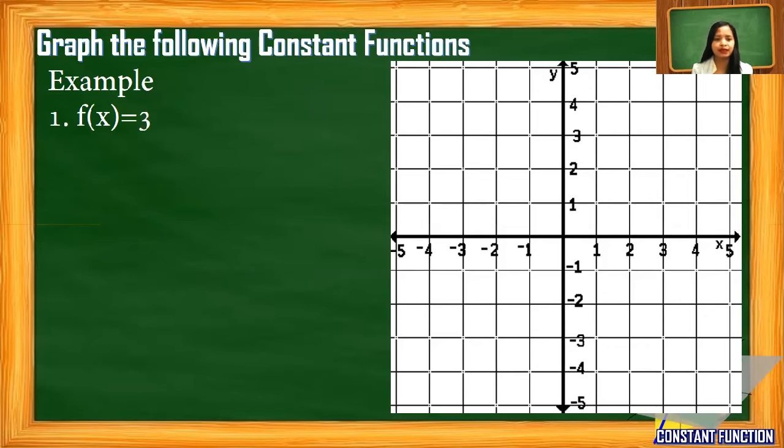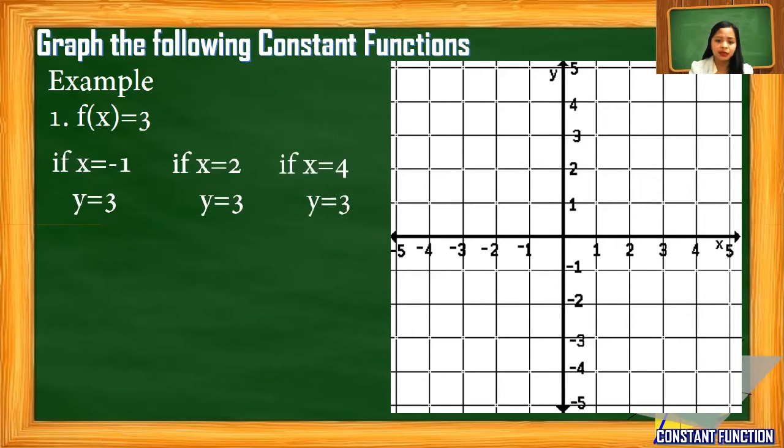For example, we have f of x is equal to 3. To graph this in our Cartesian coordinate plane, we need values of x and y. Since our domain is any real number, we can substitute any value of x here. Suppose x is equal to -1, the value of y is always equal to 3. Another value, x is equal to 2, and still y is equal to 3. And if x is equal to 4, y is equal to 3.